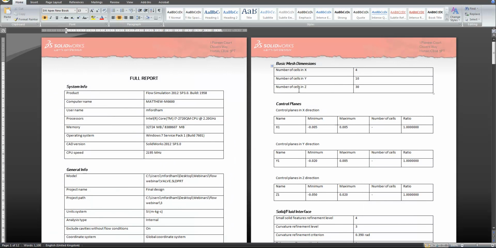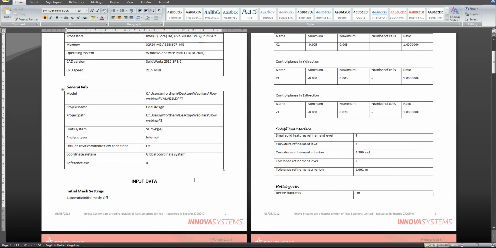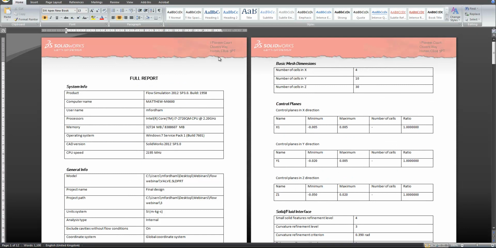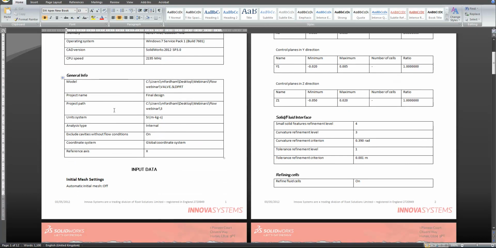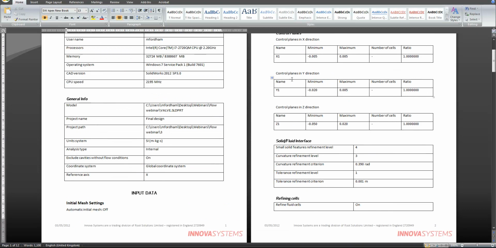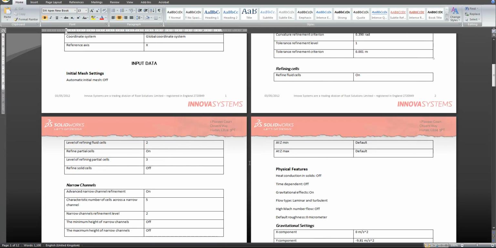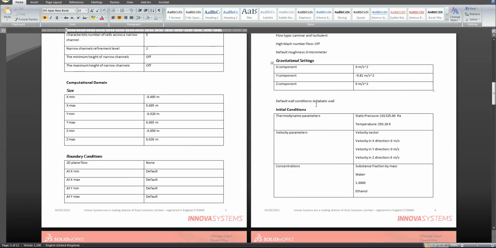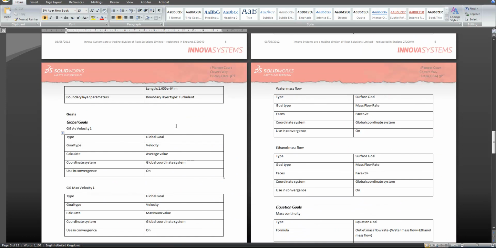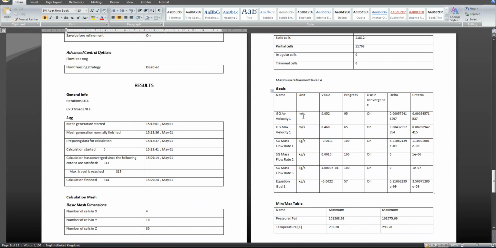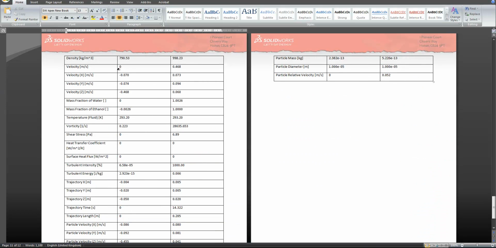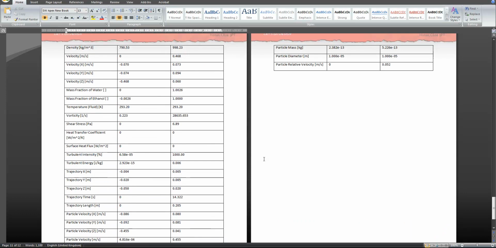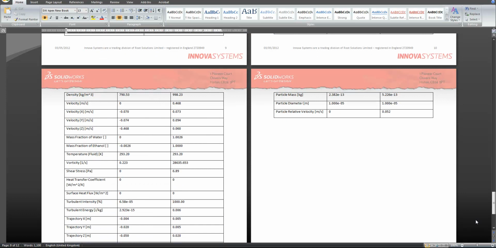And there we go. What you'll see is I've got my Innova Systems and SolidWorks headers and footers all set up. I've got our address, and then we've got all the information about the machine I'm using and all of my setup, so the general info, my control planes used for my mesh, etc. All of my fluid setup, all of my gravity and initial conditions, and then finally the results, so all of my goals, all of my parameter values, so we've got maximum and minimum velocities and all of the flow characteristics that you could ever want to include.